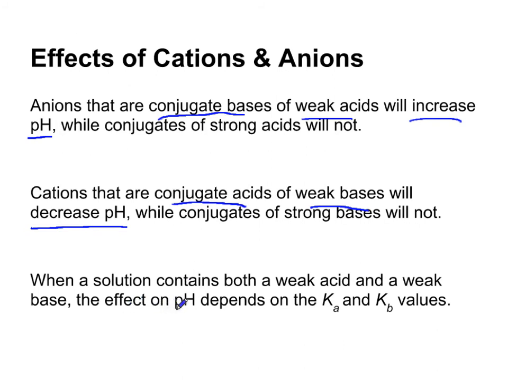And when a solution contains both a weak acid and a weak base, the effect on the pH depends on the Ka and the Kb values. Whichever is higher, Ka or Kb, is going to affect the pH more.